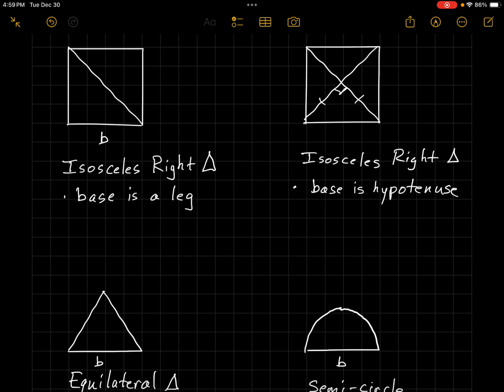So one shape you might be asked to find is when the cross-section is an isosceles right triangle whose base is a leg. Notice that if I take a square, which is drawn here, and I cut the square exactly in half with the diagonal, then you have an isosceles right triangle whose base is a leg.